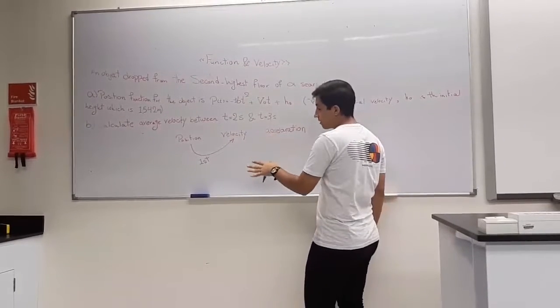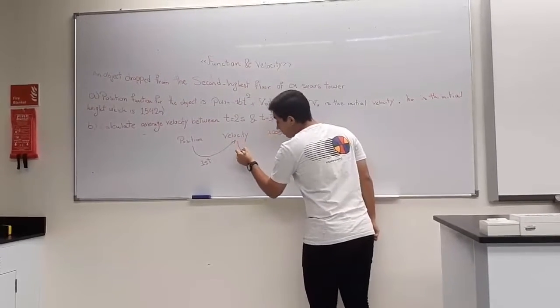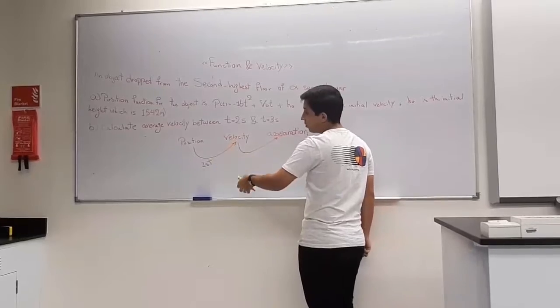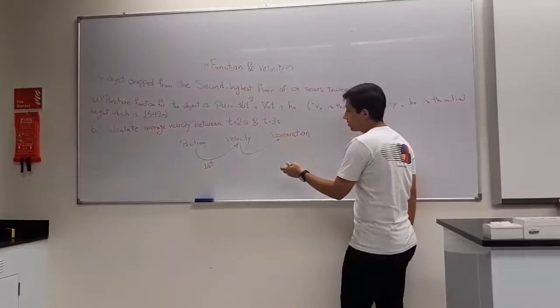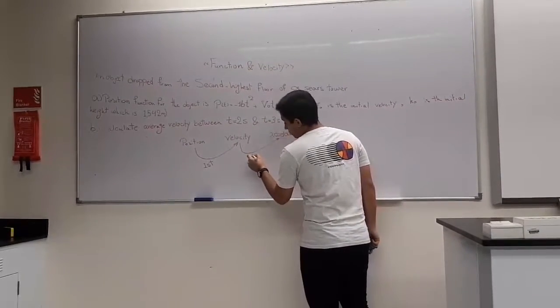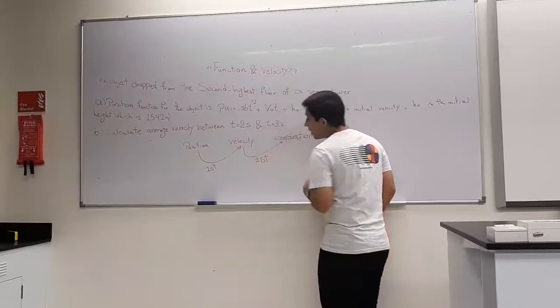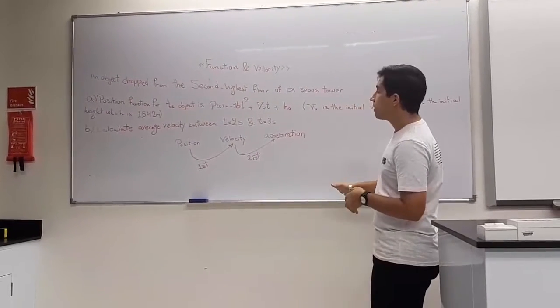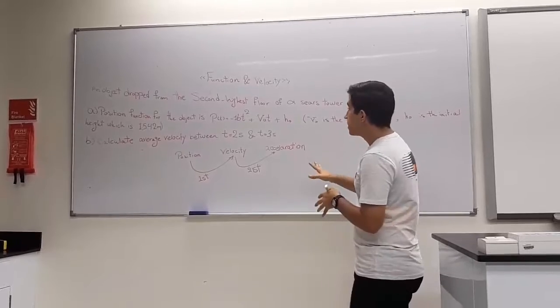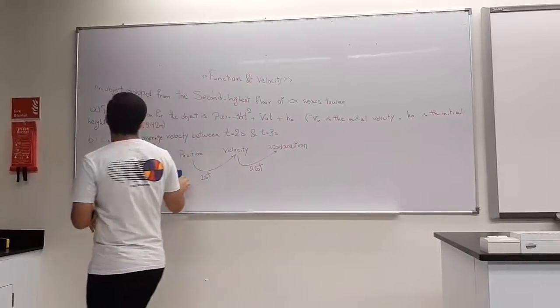And it's the same for the velocity function. If we get the second derivative of the position function or the first derivative of the velocity function, we would get an acceleration function. Now, for understanding this better, I give you an example.